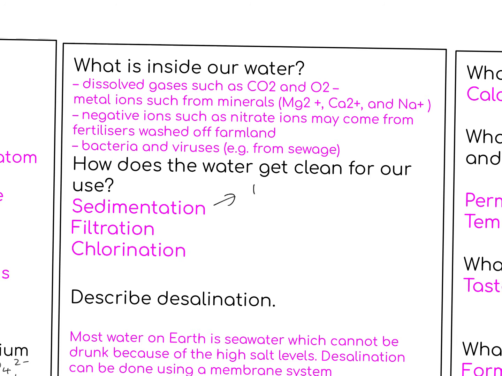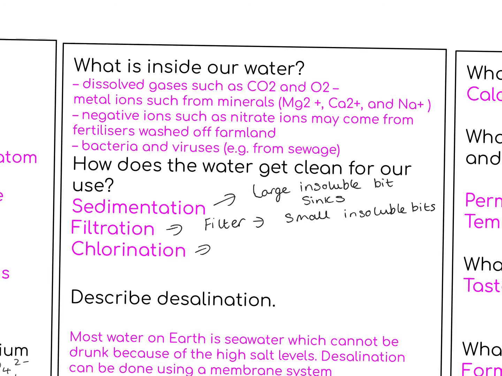Sedimentation: large insoluble bits. They sink to the bottom. And then filtration, this is like using an actual filter to get rid of small insoluble bits, they're still insoluble. And then finally add chlorine, which kills bacteria.